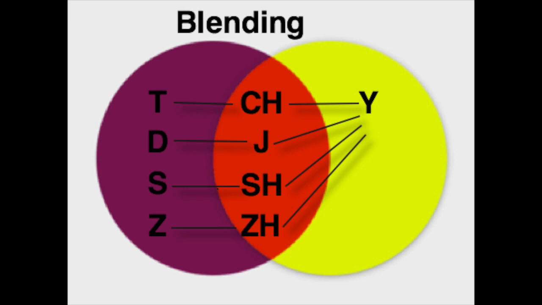We have 4 types of blending, and don't worry, I'm going to show you examples of each of these. First, we have T plus Y equals CH. Then we have D plus Y equals J. Next, S plus Y equals SH. And Z plus Y equals ZH. Let's look at the examples. Repeat after me for the slow and fast versions of each sentence.